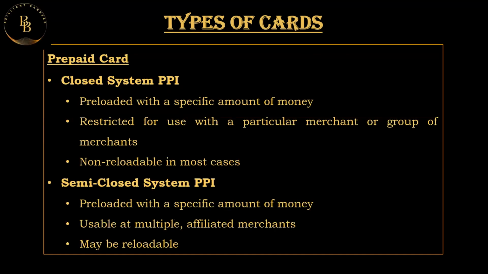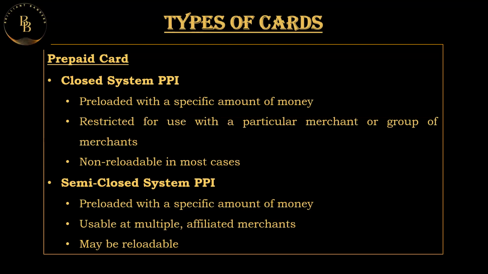The other type of cards are the prepaid cards, which are of three types. There is the closed system prepaid instrument, the semi-closed system prepaid instrument, and the open system prepaid instrument. So a prepaid card is divided into three types: the closed system, semi-closed system, and the open system.